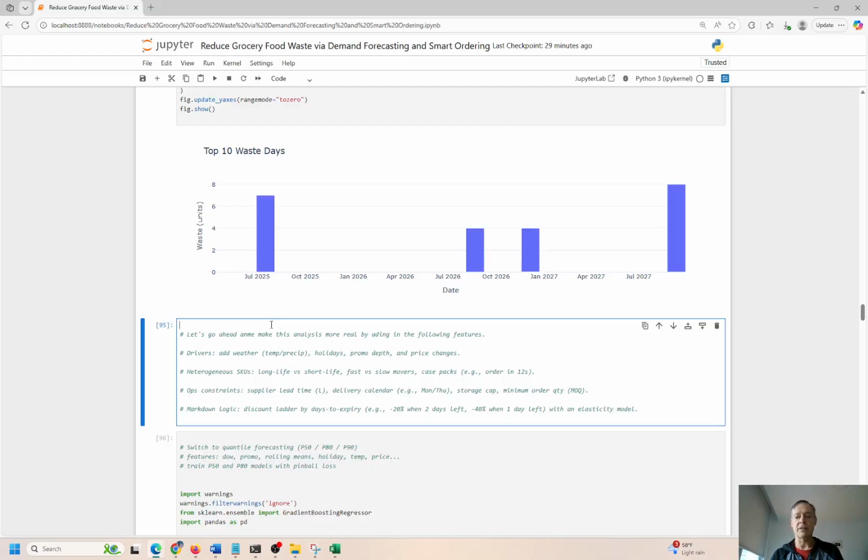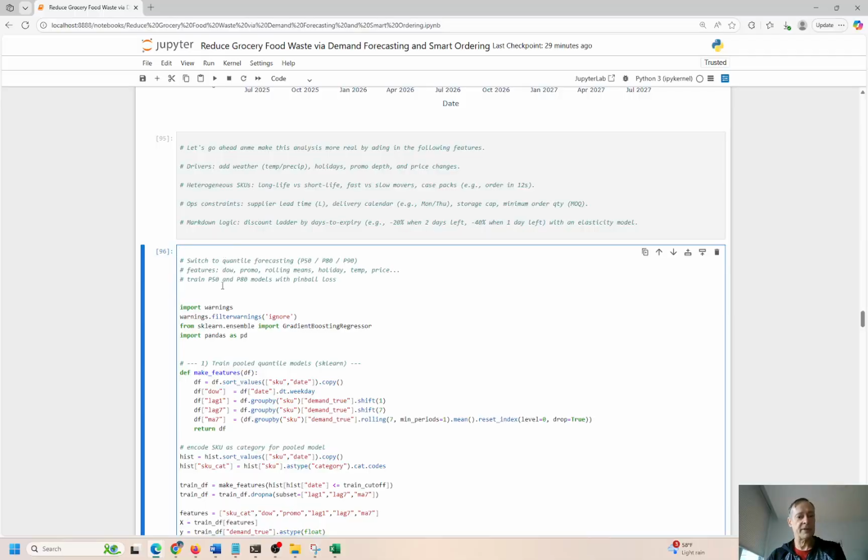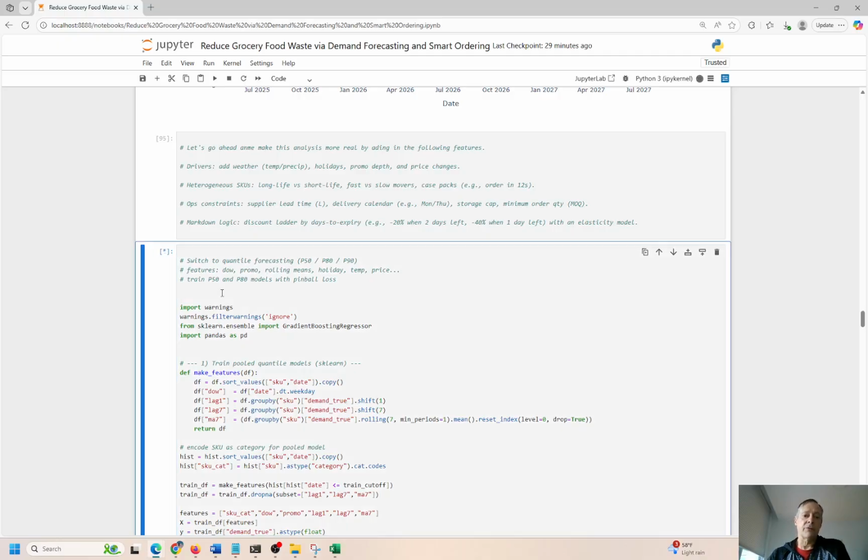Maybe new items are coming in, or a new brand is coming in to replace an older brand, right? So we can go ahead and create some markdowns to try to stimulate sales on certain items and get those off the shelf. Okay, so now I want to look at a couple of different probabilities: P50, P80, and P90.